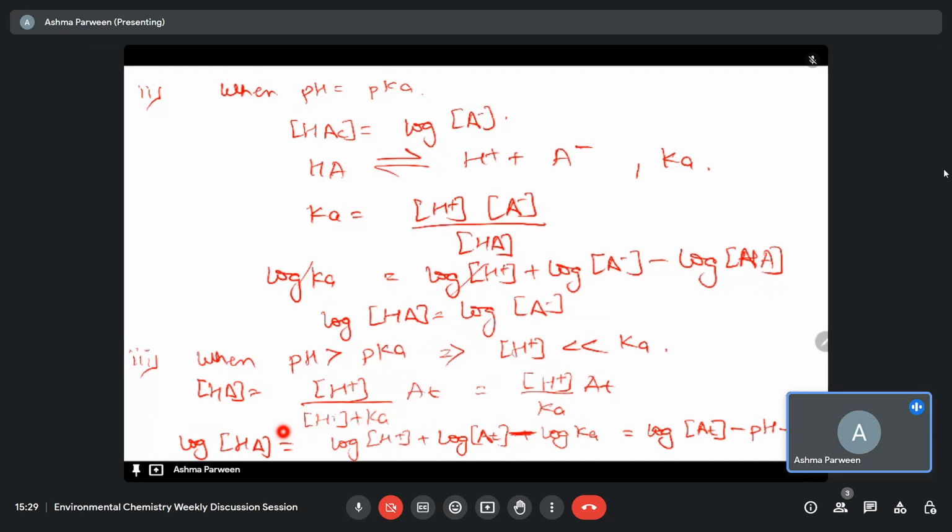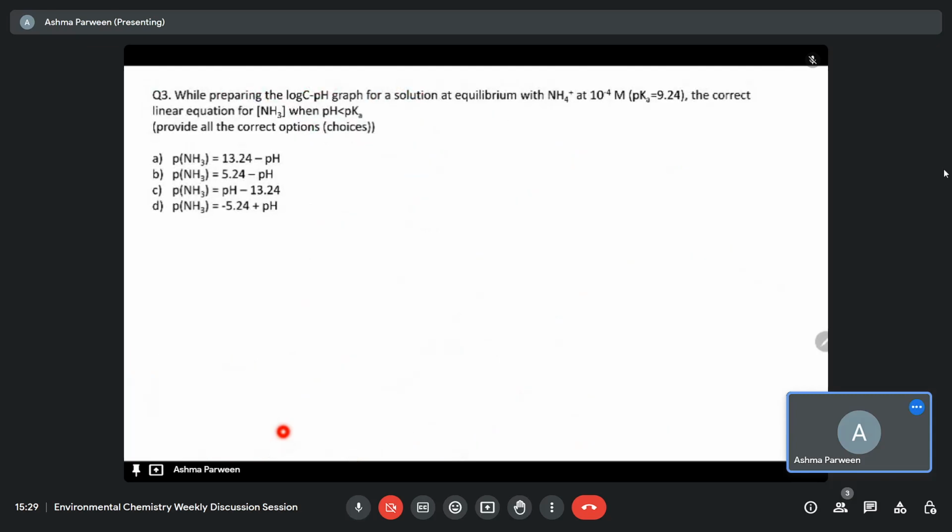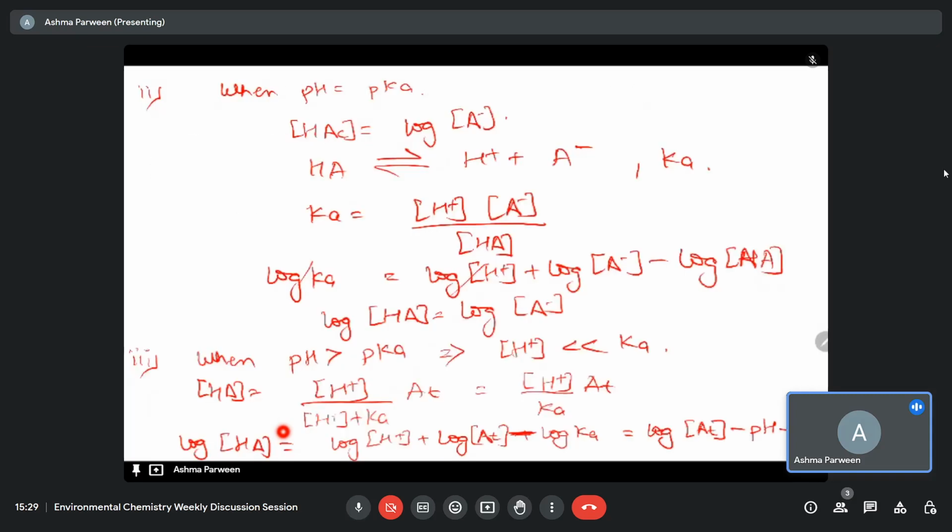Similarly, we will find the relation for A minus, which will be equal to Ka upon H plus plus Ka into At. And since Ka is greater than H plus, here we will have At. That is, the deprotonated form will be equal to the overall concentration of the acid. That is, log A minus equals log At.